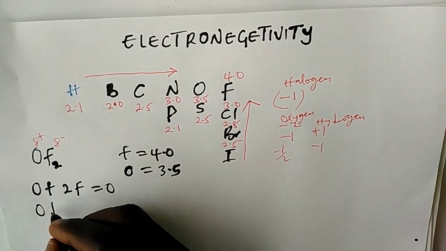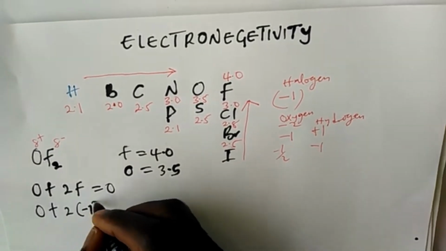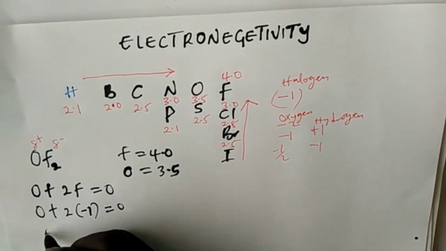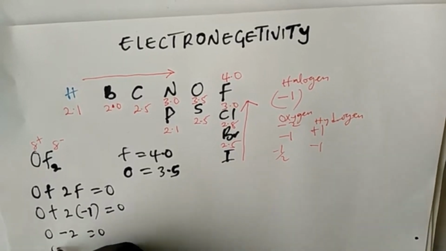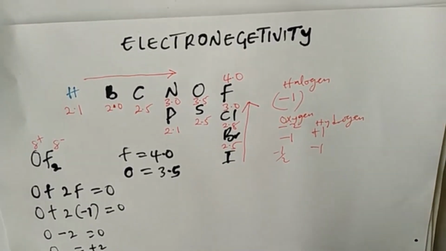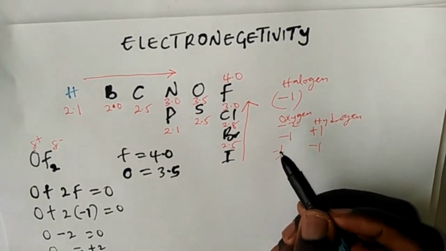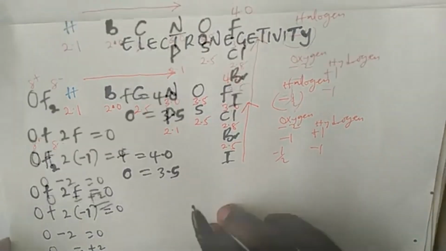Oxygen plus 2 fluorine minus 1 is equals to 0. Oxygen minus 2 is equals to 0. Oxygen is equals to +2. So you see, usually oxygen carries -2, but in this case, because oxygen is carrying the partial positive charge, the oxidation number is +2.